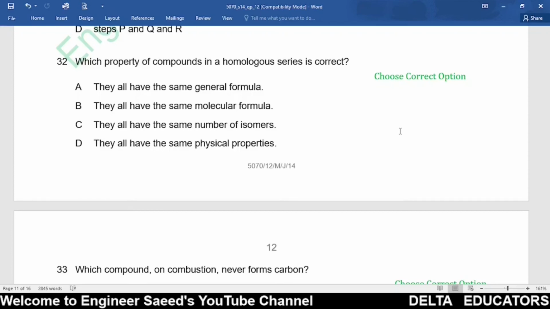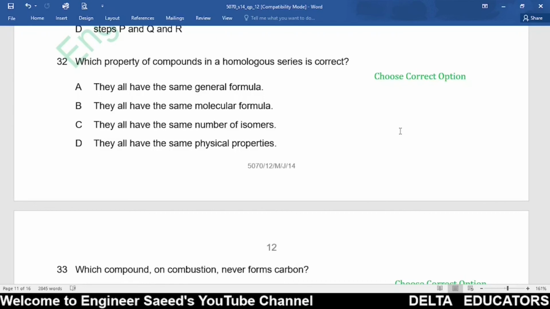In B, it is given they all have the same molecular formula. No, this one is incorrect. The molecular formulas of the compounds present in a homologous series are different. For example, for methane, it is CH4. For ethane, it is C2H6. So B is incorrect. Option C, they all have the same number of isomers. No, this one is also incorrect because in the members of a homologous series, the number of carbon atoms is different. When the number of carbon atoms is different, definitely the number of isomers will also be different.